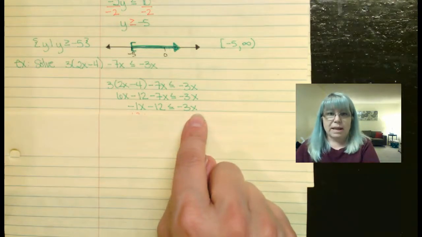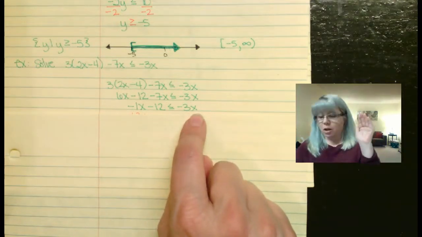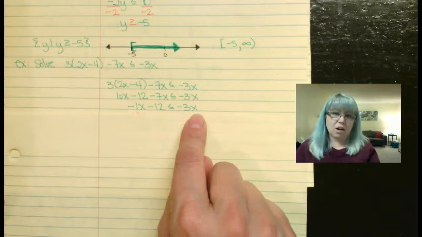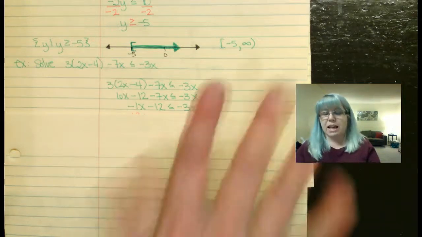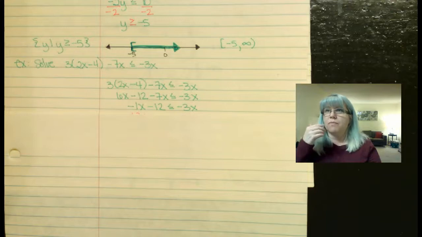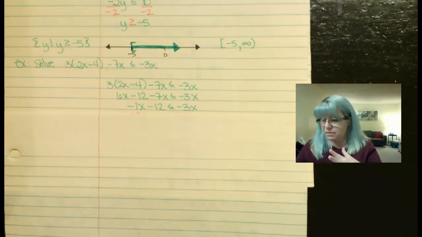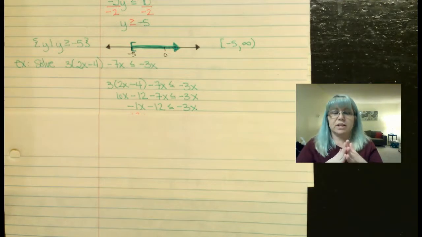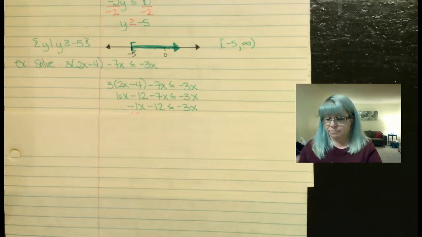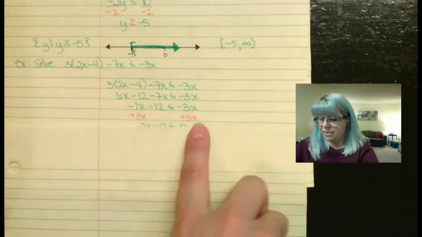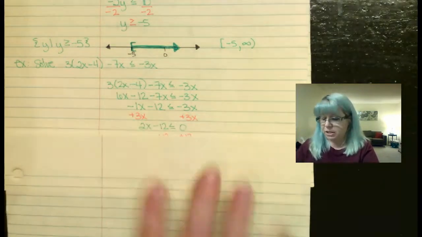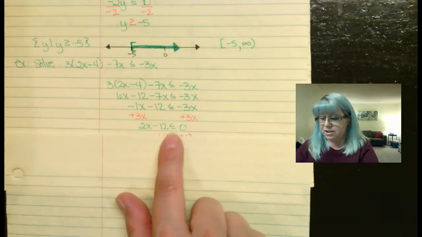Now at this point, on the left-hand side, I have x's and constants. On the right-hand side, I have x's. For me, this is just for me, I like my variables to be on the left-hand side. So I'm going to move my negative 3x over to the left and my constant of negative 12 over to the right. I'm going to add 3x, giving me 2x minus 12 is less than or equal to 0.